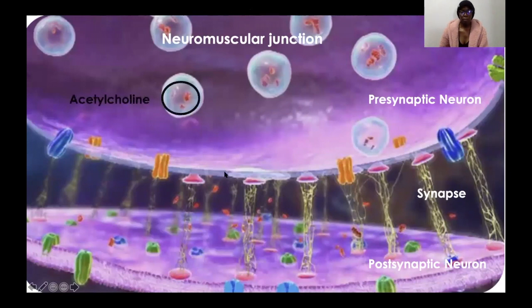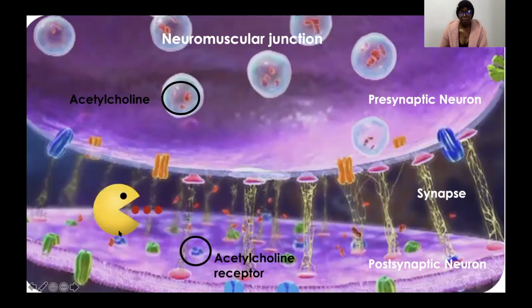As the vesicle fuses with the membrane of the presynaptic neuron, they get released into the synapse where they bind here at the bottom with the acetylcholine receptors. This is the space that acetylcholinesterase basically inhabits. And what it does is it acts like a little Pac-Man, and it comes along and it gobbles up all of the extra acetylcholine that occupies the space in the synapse and forms acetic acid and choline.